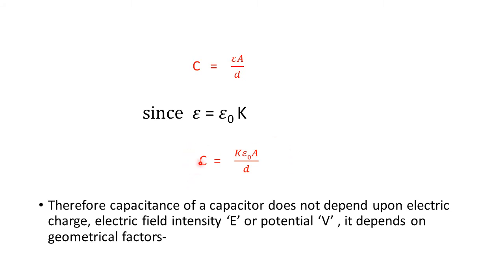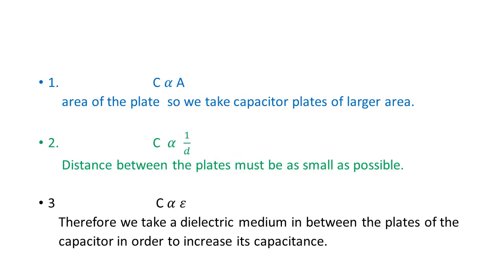And you can see this capacitance of a capacitor does not depend upon the charge supplied to the plate of the capacitor, upon electric field, or the potential difference between the plates. It entirely depends upon the geometrical factors. What are the geometrical factors? Area of the plate, separation between the plates, and the medium in between the plates. We will study it one by one.